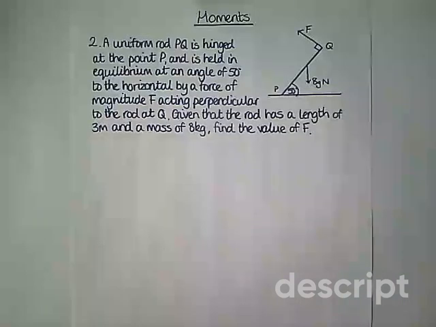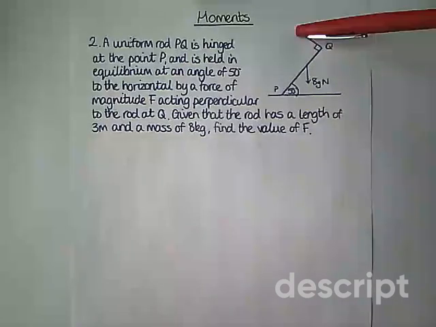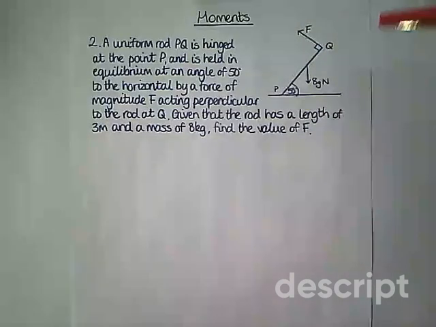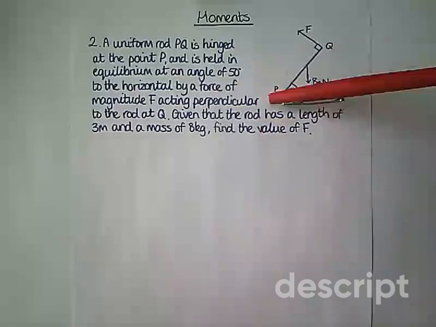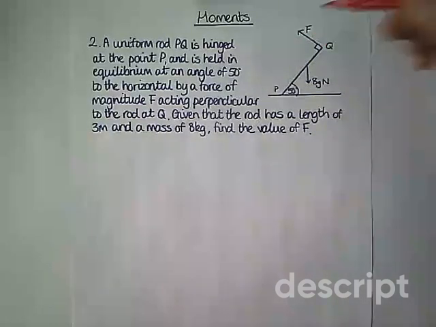On this next moments question, we have a uniform rod that is hinged at point P. It is in equilibrium. That means when we take our moments, our clockwise moments are going to equal our anti-clockwise moments. We've got this force here at the end of the rod that is keeping it in equilibrium. We're told that the rod is 3 meters long and it has a mass of 8 kilograms. We want to use that information to find the size of this force.